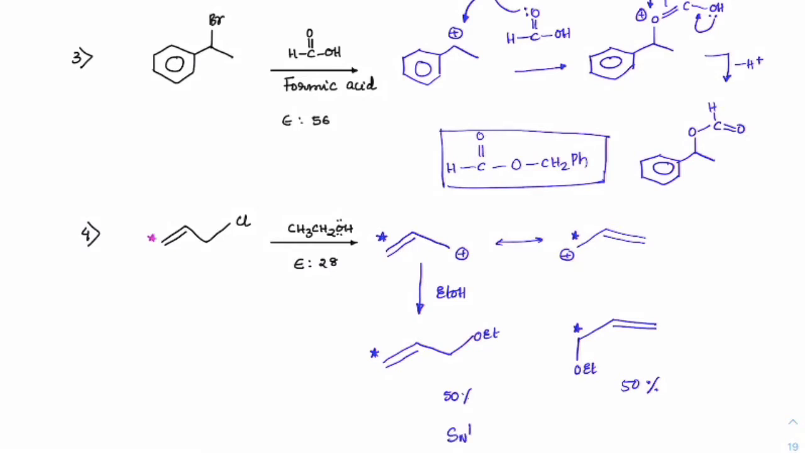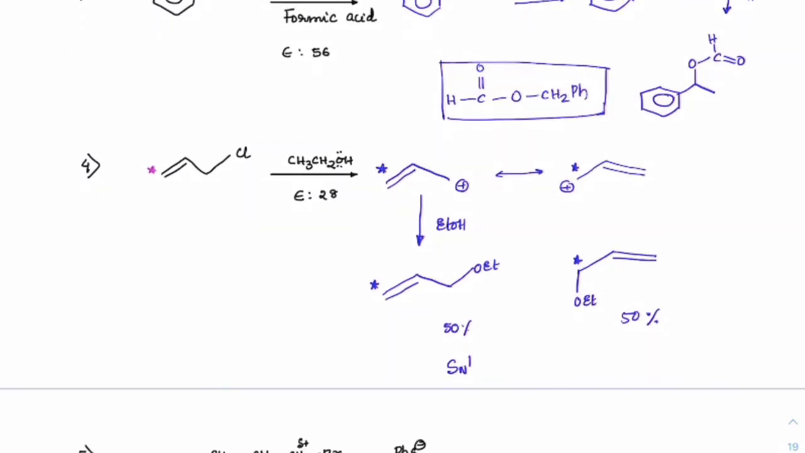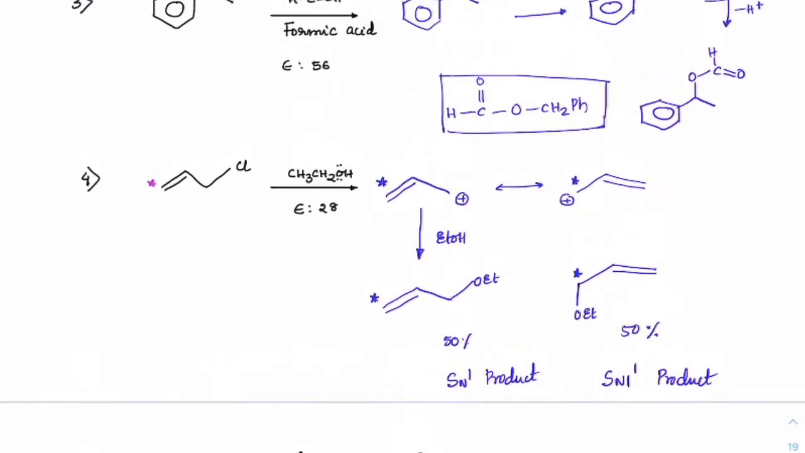But if the substitution by SN1 happens on the allylic position, we usually call it SN1 dash. Okay, or I'll write it this way, SN1 dash. This is the SN1 dash product, and this is the SN1 product. This type of dash representation is only valid for allylic positions. Please make a note.